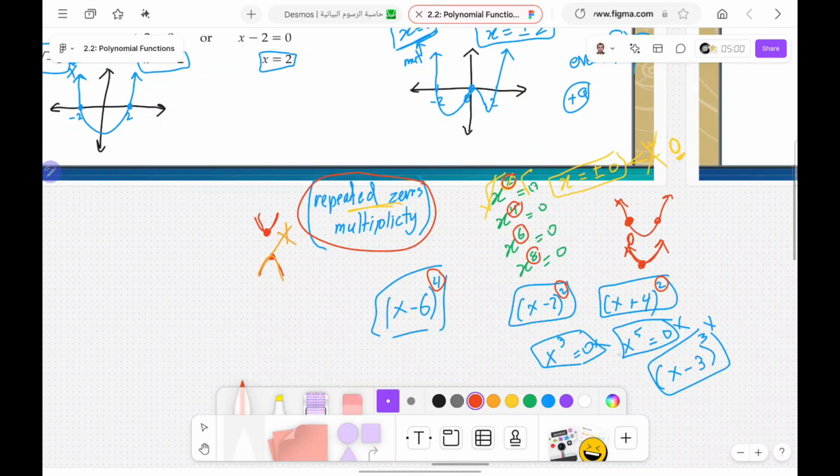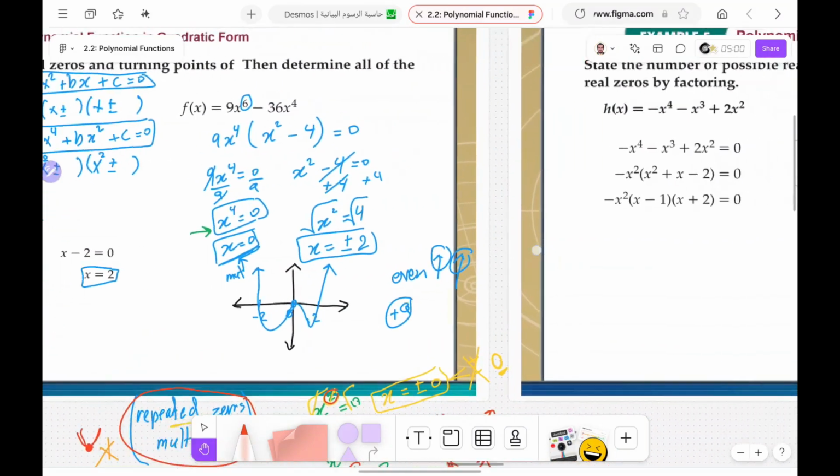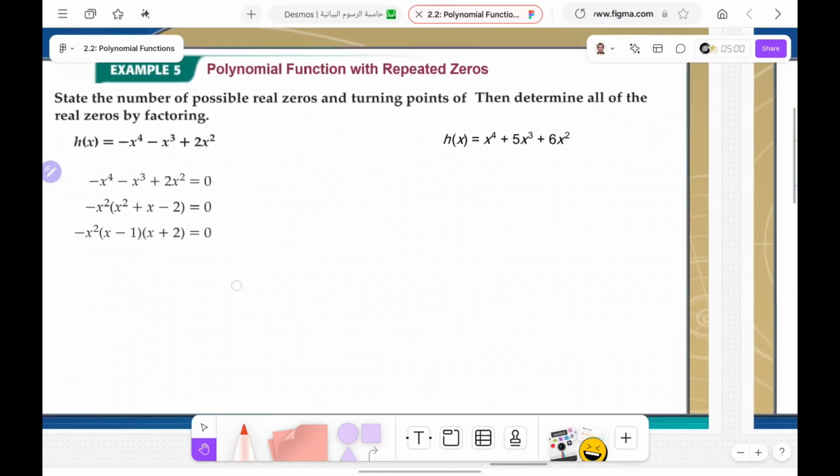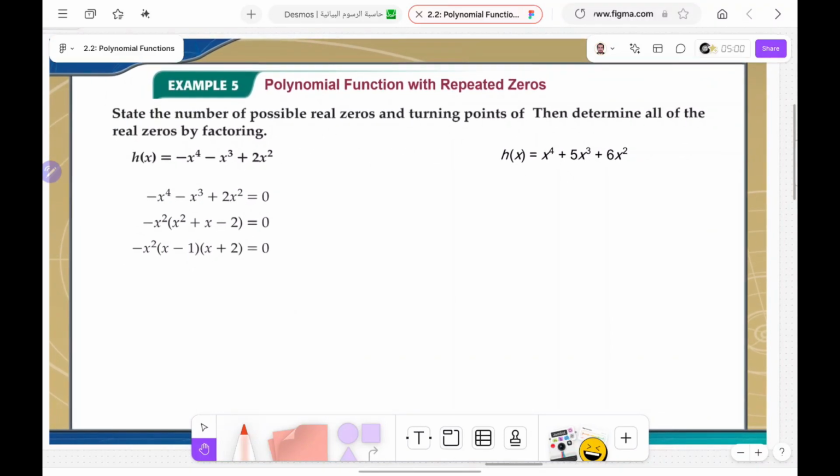These are considered multiplicity. These are not considered multiplicity. Okay, I hope you understand this. Now let's take the last two examples here. State the real zeros.